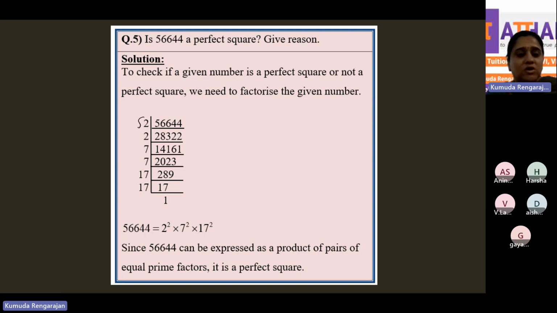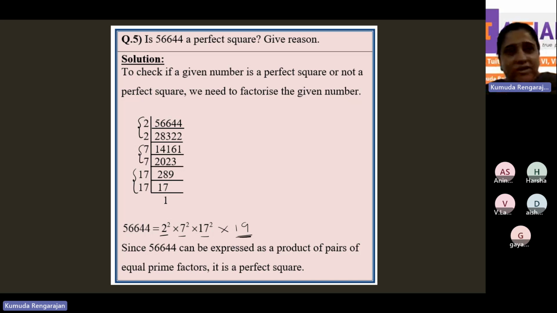56,644 is equal to 2 square into 7 square into 17 square. So now you can see that every prime factor is occurring in pairs. So it's a perfect square. Supposing you had 119 like this, 19 does not occur in pairs. There's only one 19. So it's not a perfect square.